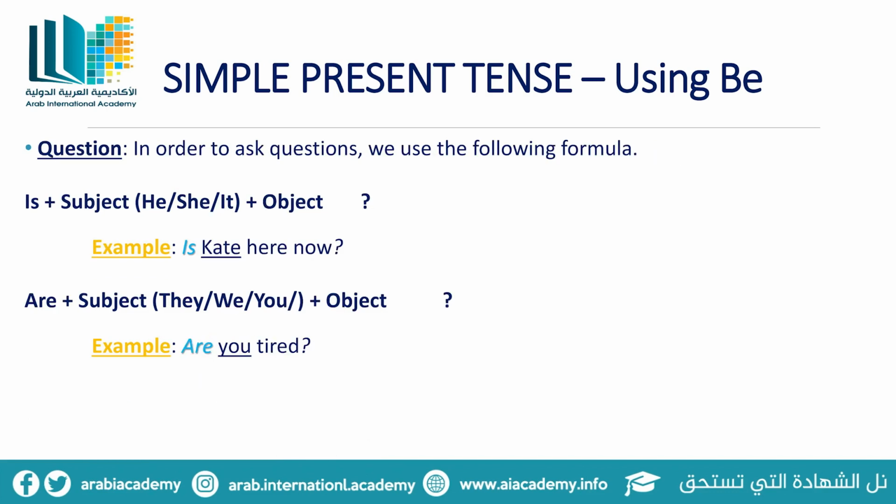Now, in order to ask a question using the verb to be in the simple present tense, we use the following formulas. If the subject is he, she, or it, for sure we have to use is. But if I'm asking a question, the question should start with the verb to be, which is, followed by the subject, which is he, she, or it, followed by the object. So the question will be is plus subject plus object. For example, is Kate here now?